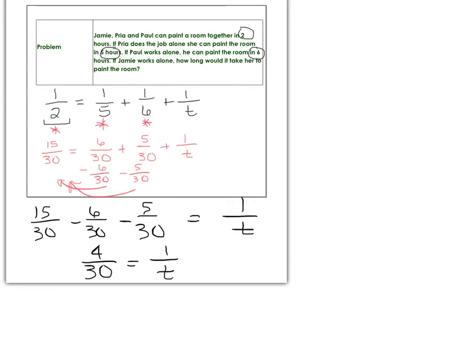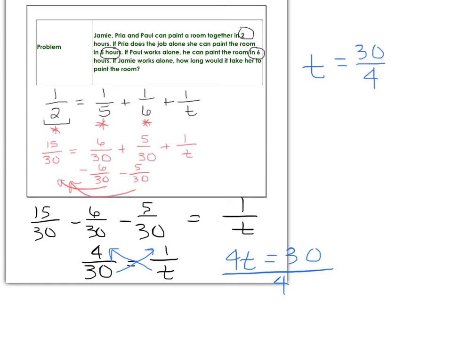So now we're going to multiply both sides by t, multiply both sides by 30. So then we have 4t equals 30. And then we're going to divide by 4. So t is equal to 30 divided by 4. Now 30 divided by 4, that's going to be approximately 7.5, okay? So what this means in the context of our problem is it's going to take 7.5 hours for Jamie to do the painting job all by her or his self.